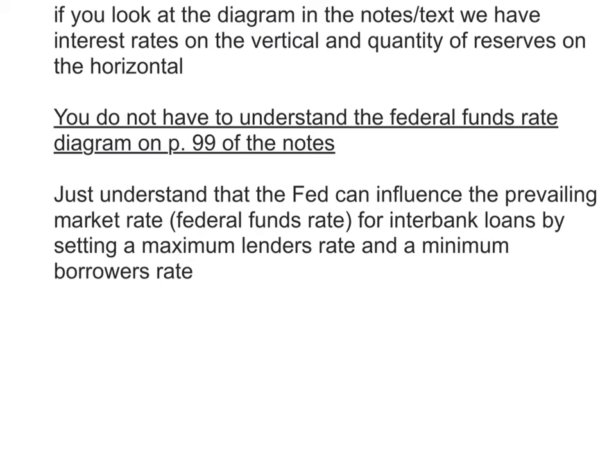And why would it even do that? Let me answer the second question first. The reason for trying to influence the federal funds rate is because that's the rate at which banks make loans to each other. And if you can influence that, then through a ripple effect, you're going to affect all the other interest rates in the economy.